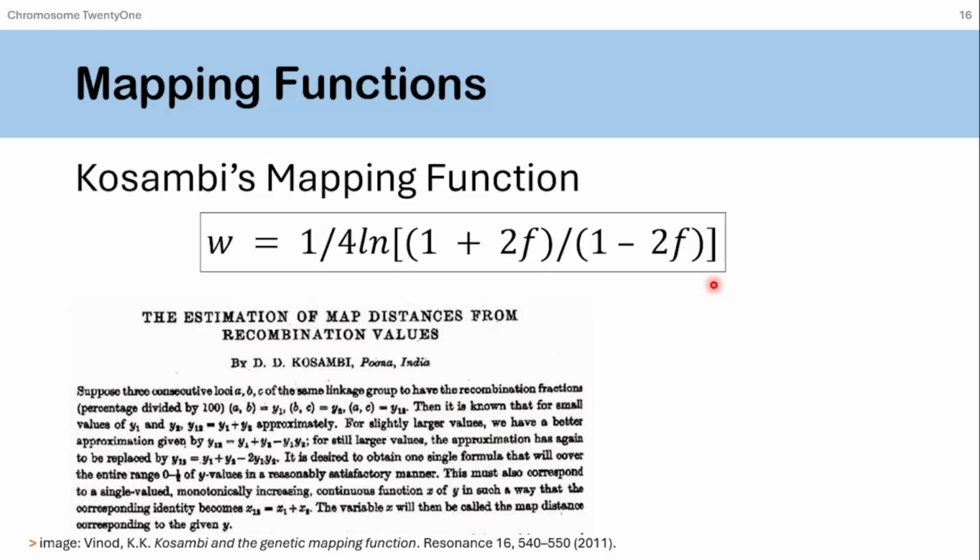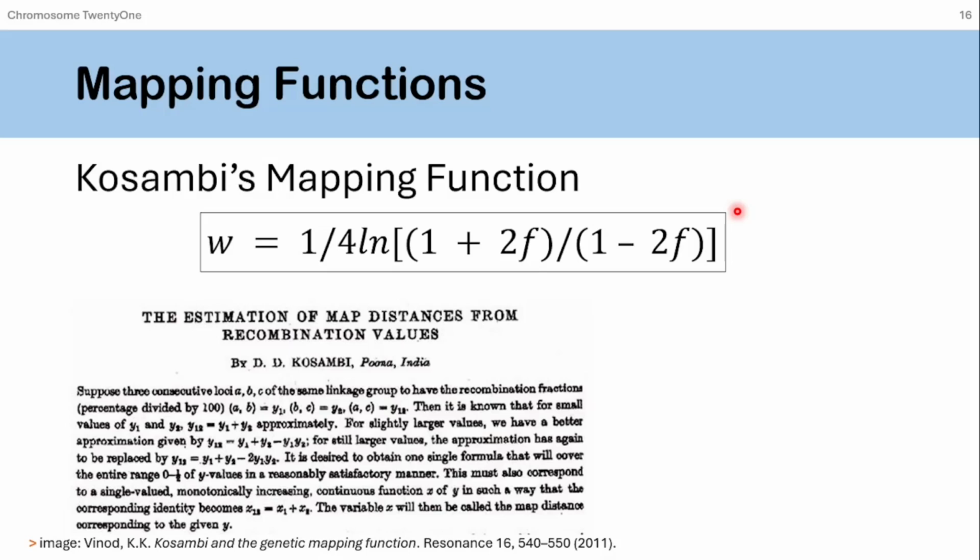And later on, Haldane's mapping function was again defined by someone called D. Kosambi, and he proposed that this new function would better correlate genetic recombination with genetic distance. This becomes a bit more complex, so we will not be diving into the mathematical derivations and other aspects, but Kosambi's mapping function takes account of interference and gives a better genetic map distance compared to what Haldane's equation gave us.